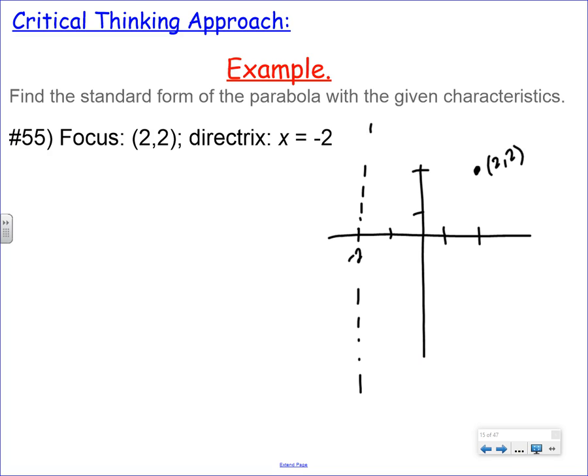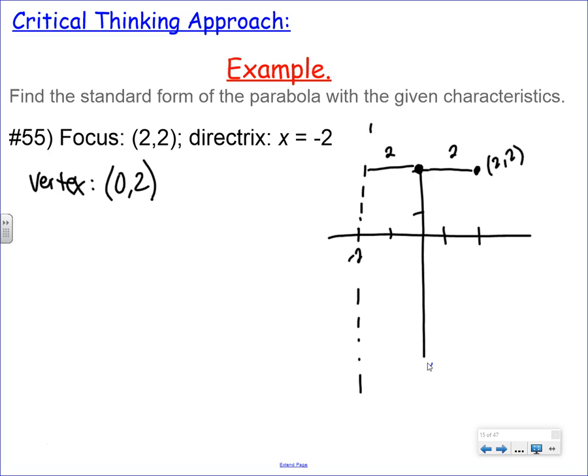Where's my parabola? How is it oriented? Right, left, up, or down? Has to be, oh, not up or down. I'm going to be in huge trouble if it's up or down. It's going to have to be right. Now, here's the question though, where's the vertex? 0 to 2. Halfway in between. Right? So the vertex is halfway in between the focus and the directrix, so I can say the vertex is (0, 2).